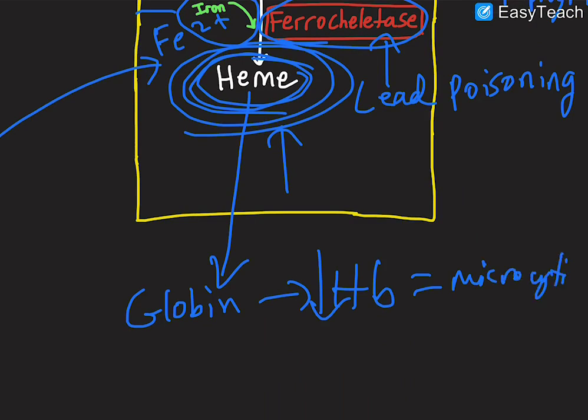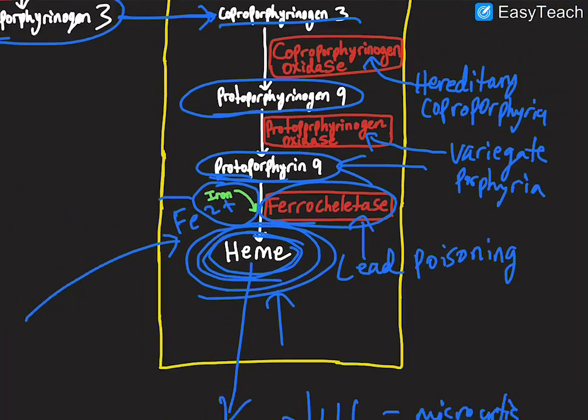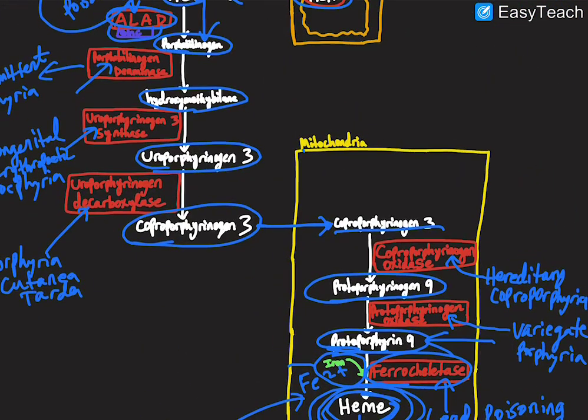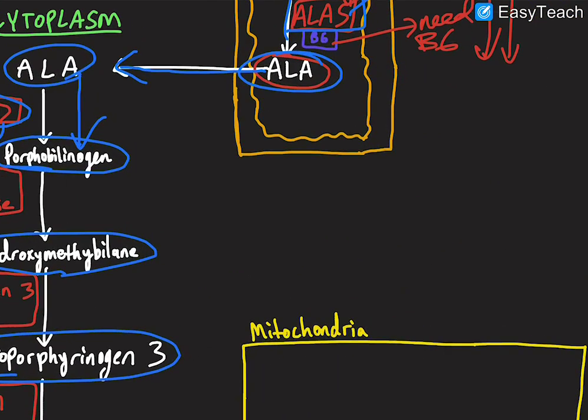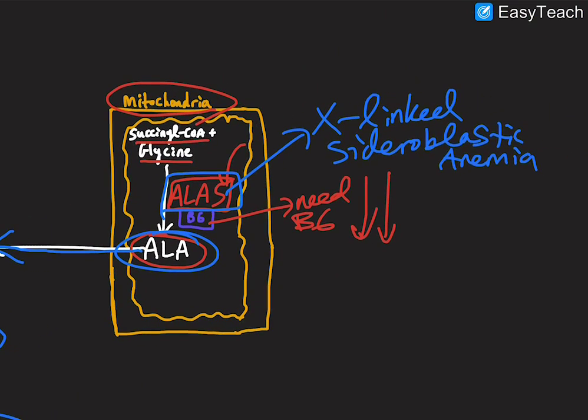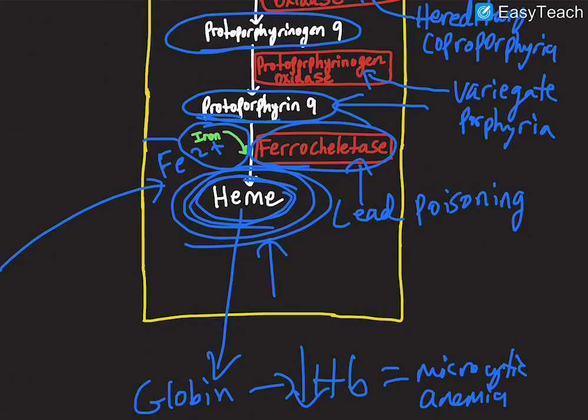That's why iron deficiency anemia is a type of microcytic anemia, and sideroblastic anemia is a type of microcytic anemia too. Remember, what enzyme was X-linked sideroblastic anemia related to? ALAS, ALA synthase. If you have a defective ALAS enzyme, then you can't properly do the protoporphyrin synthesis pathway. So you can't make protoporphyrin. We'll talk about what that leads to when we talk about sideroblastic anemia.